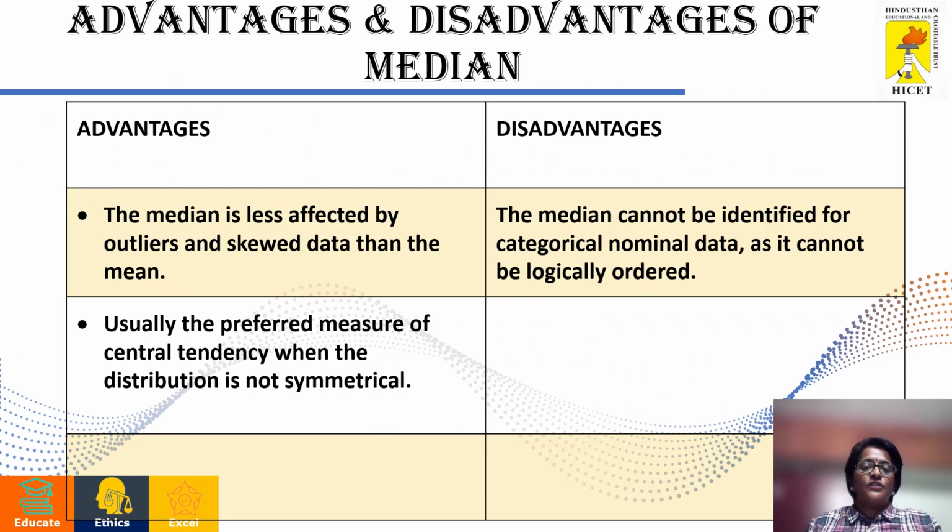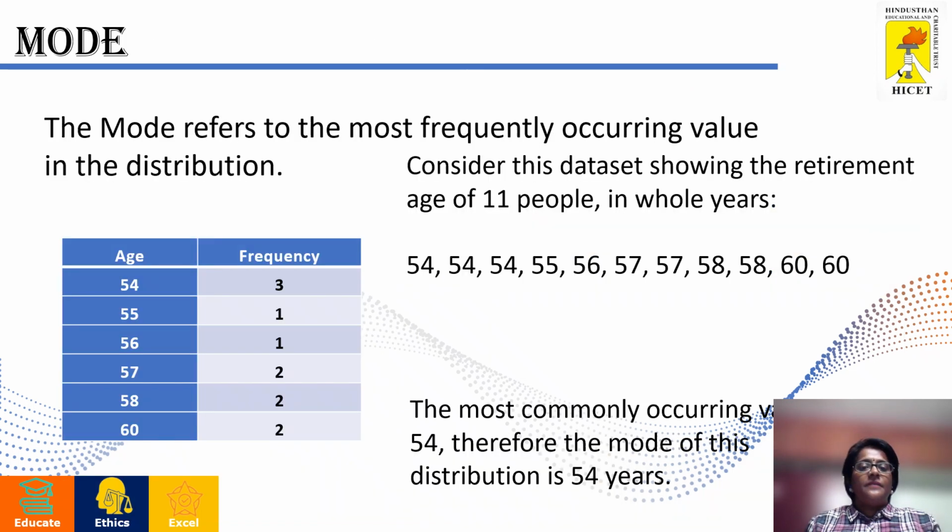Advantages and disadvantages of median. The advantage is that the median is less affected by outliers and skewed data than the mean. One more advantage is that it is usually the preferred measure of central tendency when the distribution is not symmetrical. The disadvantage is that the median cannot be identified for categorical nominal data as it cannot be logically ordered.